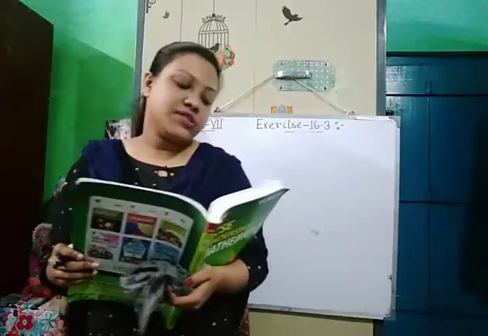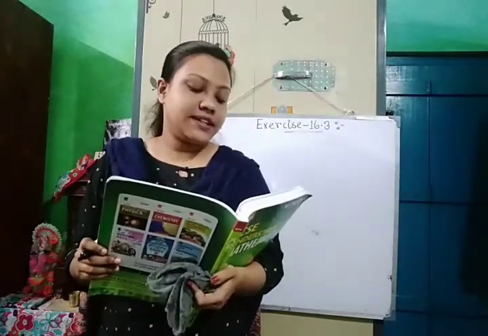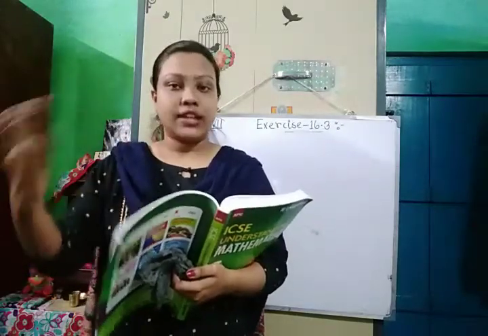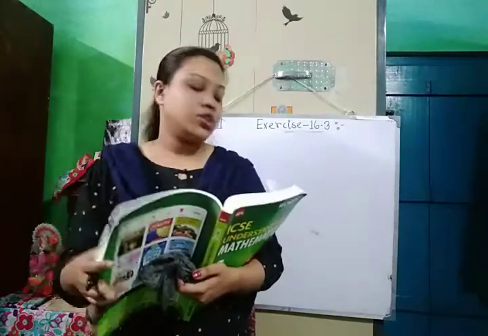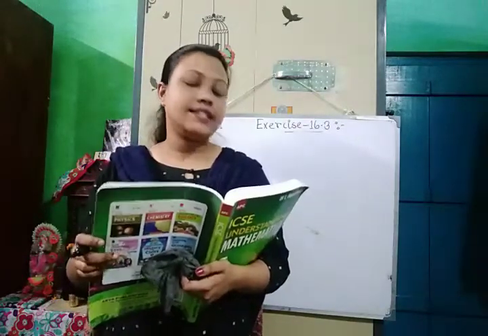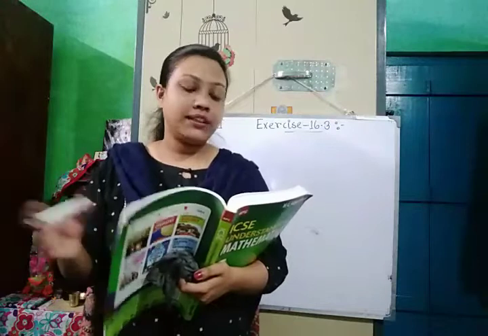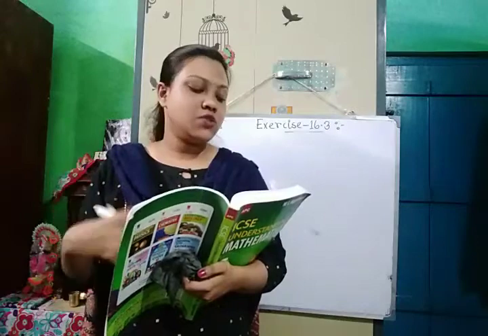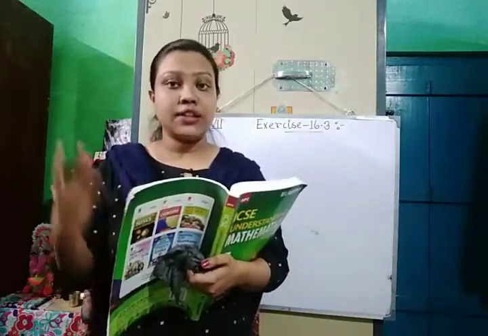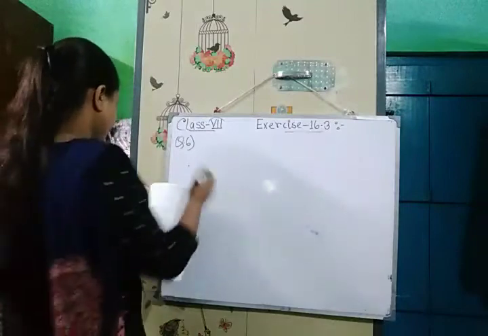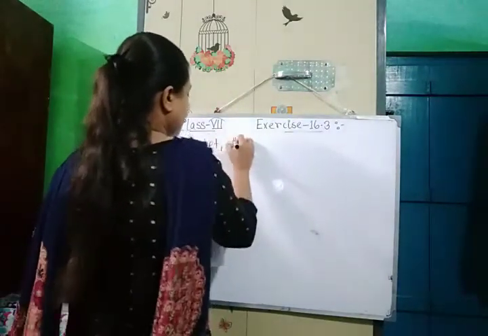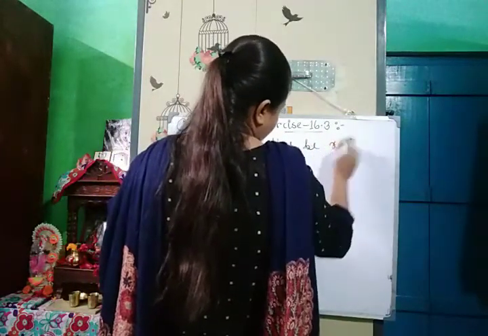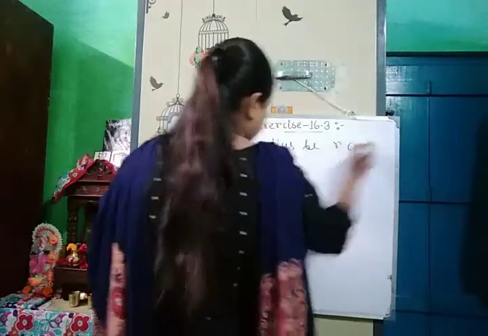If the circumference of a circle exceeds its diameter by 30 centimeter, then find the radius of the circle. Exceeds means more than. So the circumference of a circle is more. How much? From the diameter. By how much? By 30 centimeter. So we need to find out the radius here. So we can assume that the radius is r centimeter.